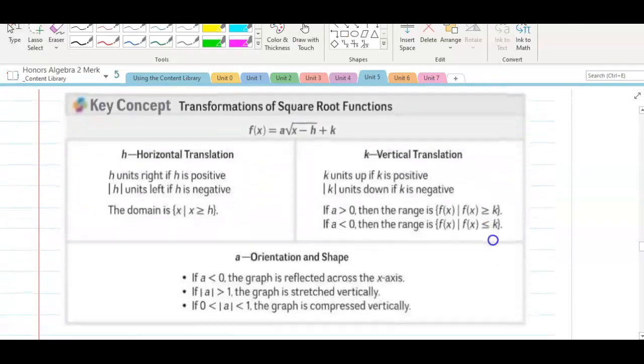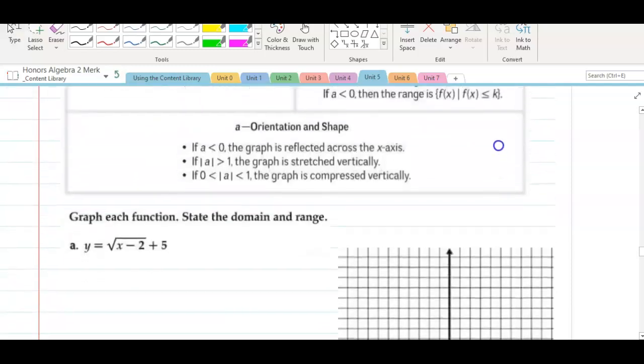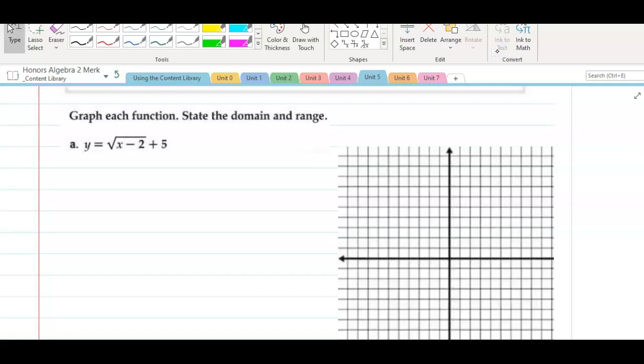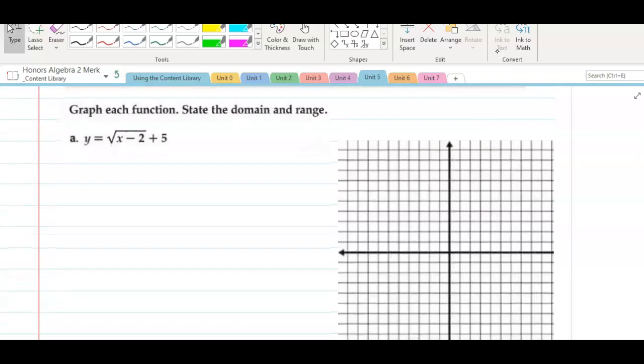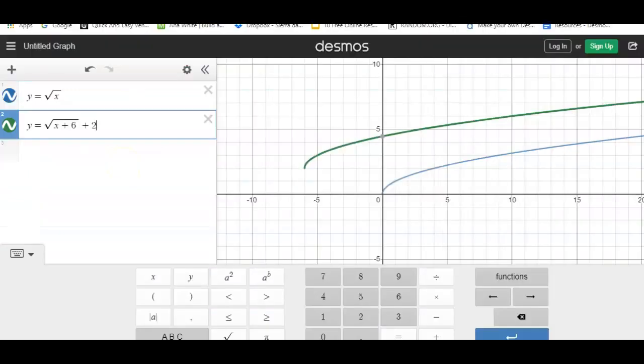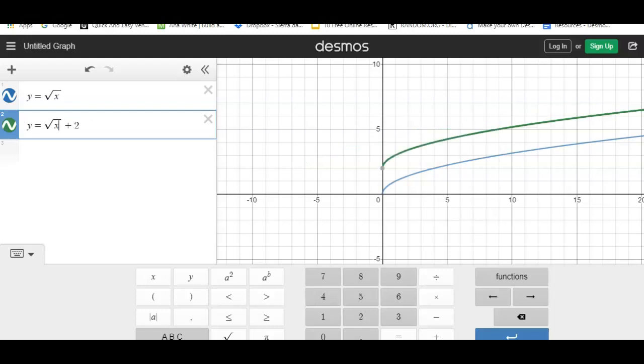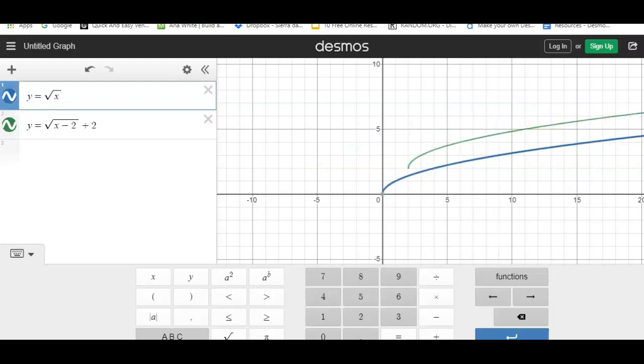Let's talk about these transformations and see if we can figure out some patterns just looking at them. A lot of what's written in this key concept chart is a little abstract because we're dealing with just variables and no numbers. It makes a little bit more sense, in my opinion, to look at it with numbers first and then go back and see how these rules can apply. Let's just use the graphing calculator to graph this function. I'm going to use the Desmos calculator first: the square root of x minus 2, and then add 5.